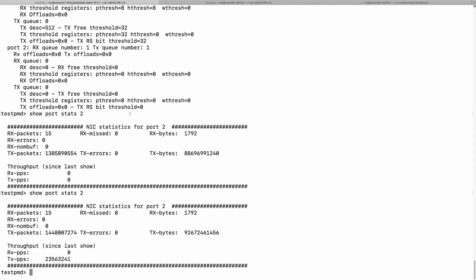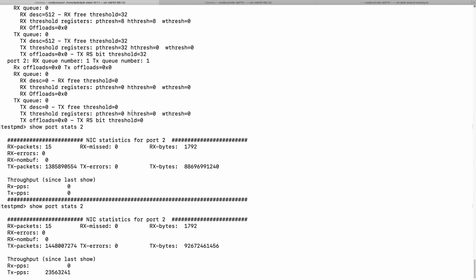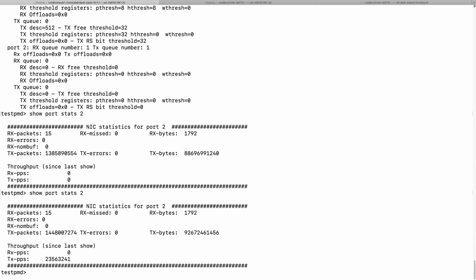Okay, so my internet connection was interrupted. So let's continue to check the stats. This is my test PMD sending side. Let's check the bonding port 2 statistics.